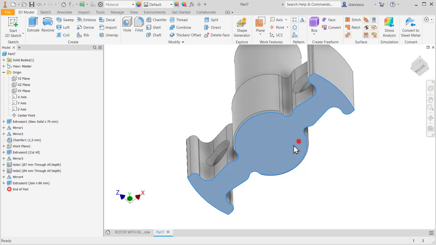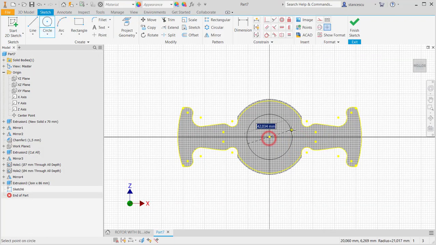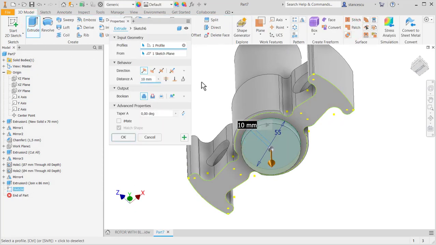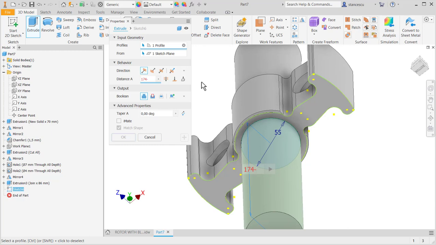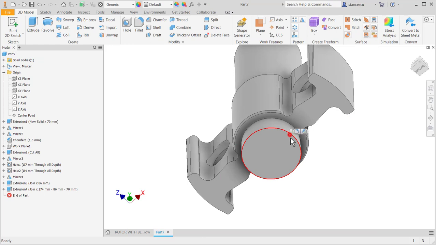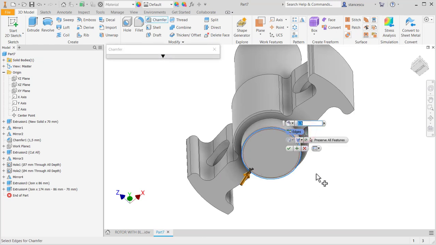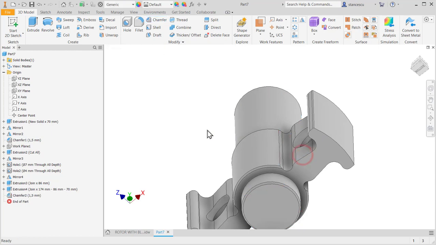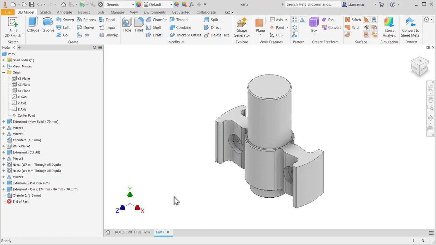The other side with a circle of 55. And an extrusion of this with an expression 174 minus 86 minus 70. Okay, both are chamfered at the same value, so I expect to have it placed here. Yes, and the other this. Okay, F6. Good.